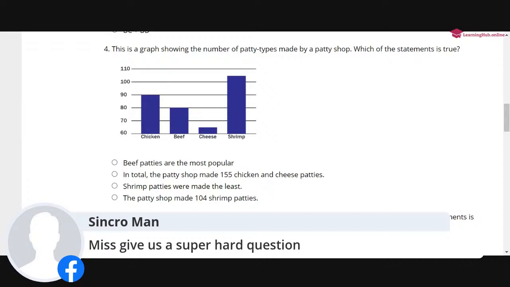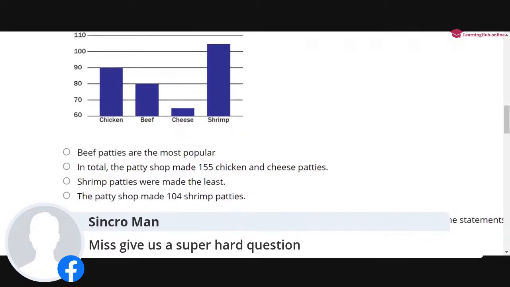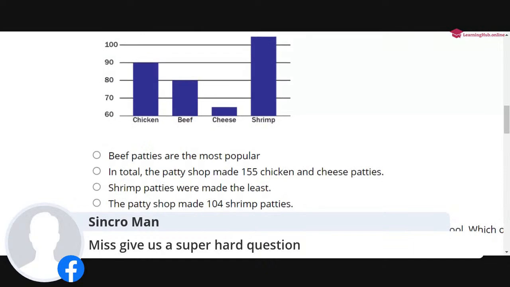Beef patties are the most popular. In total, the patty shop made 155 chicken and cheese patties. Shrimp patties were made the least. The patty shop made 104 shrimp patties. Let's figure this one out. I hope this is super hard for you. Okay, let me just see if I can make that a little bit bigger. So basically, I want you to look at this graph and interpret it. That's what you're doing.